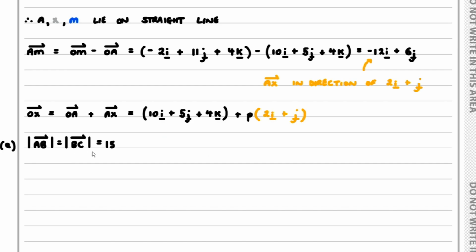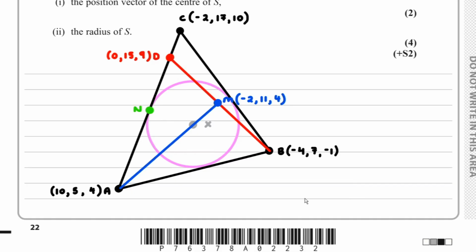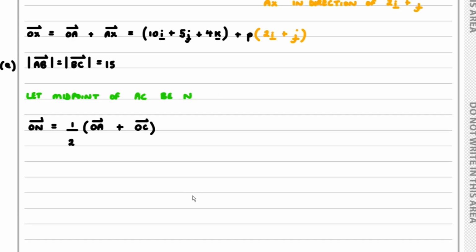So as AB equals BC, which is 15, we're going to let the midpoint of AC be N. And that's shown here. And we can find that midpoint N. That's equal to a half of OA plus OC.